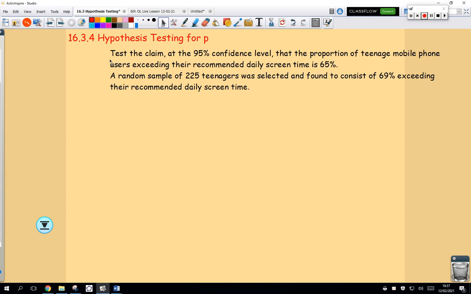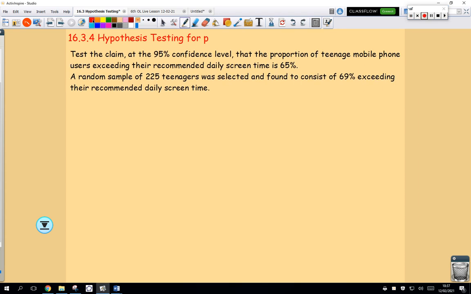The question is test the claim. I'm going to perform a hypothesis test. Somebody is making some claim about the population. The population here is all teenage mobile phone users. We have taken a sample of 225 of those. In all these hypothesis tests we start by making note of the null and alternate hypothesis.